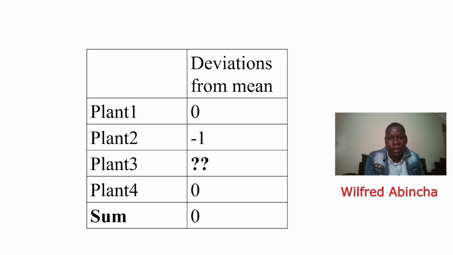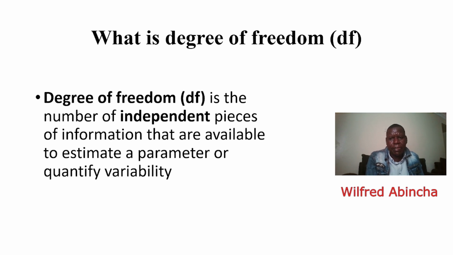In the samples that we take when we are doing research, in that sample size, only one observation is not independent, and that observation is removed to give degrees of freedom. Therefore, degree of freedom is the number of independent pieces of information that are available to estimate a parameter or quantify variability. I want you to connect this word independent with the statistical assumption that we discussed, and again with the explanation that I've given on degrees of freedom.